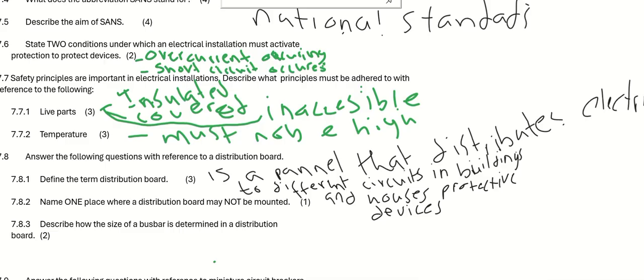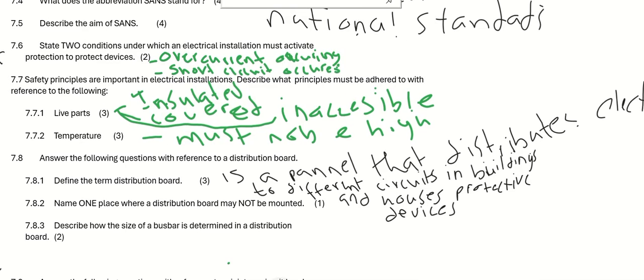So, name one place where the distribution board may not be mounted. I named one place where you cannot put the distribution box: in a wet area. Some can say in a bathroom, which is also fine.